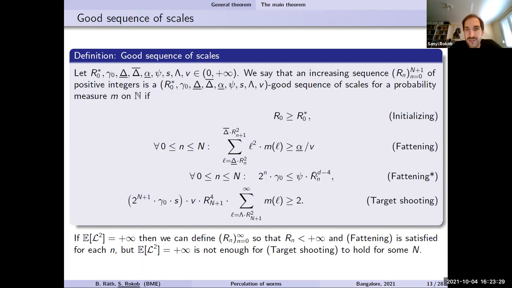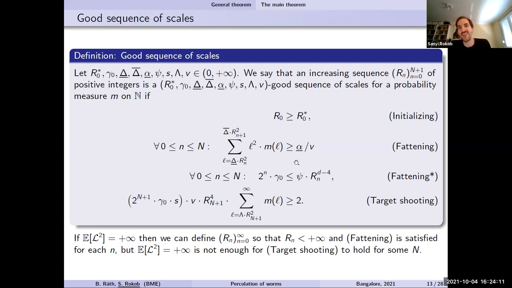The next two properties say basically that the amount of short worms, when we do this sequential fattening using not one length one by one but multiple lengths at the same time, this truncated second moment is positive. It's above a certain level, and also this fattening star.